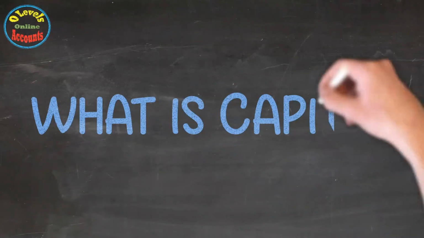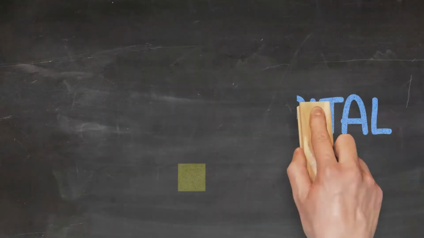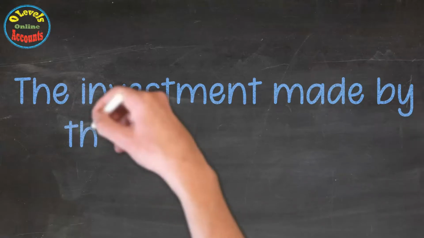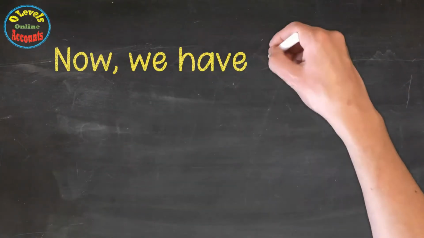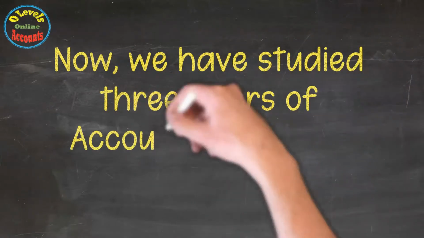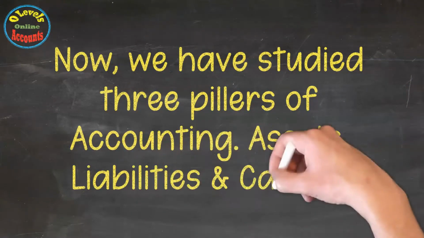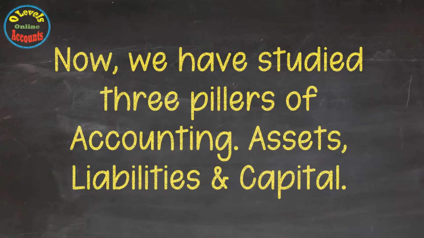What is capital? Let's discuss. The investment made by the owner is called capital. Now we have studied three pillars of accounting: assets, liabilities, and capital. Let's see some arrangements of these three pillars.